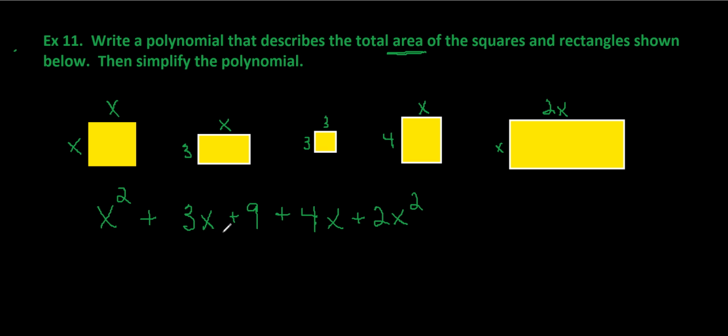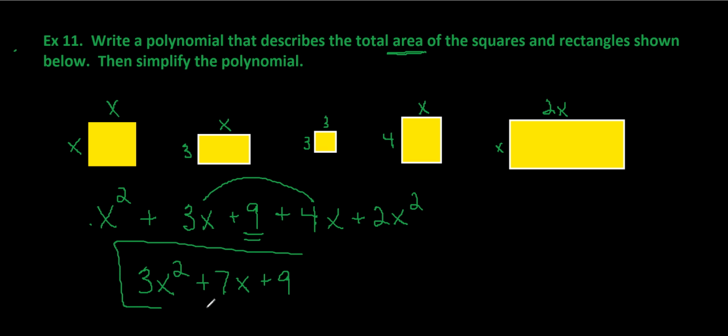Okay. And now we've got to combine our like terms. So here I've got x squared with 2x squared, so that's going to give me 3x squared. 3x plus 4x is plus 7x, and then plus the 9. And that's the polynomial we're looking for, adding up these squares. Okay, that's it, I think. Indeed it is.